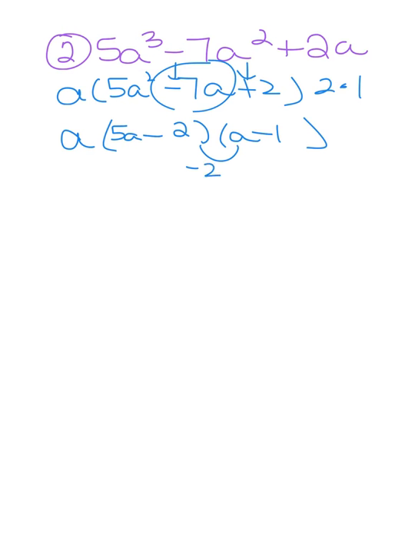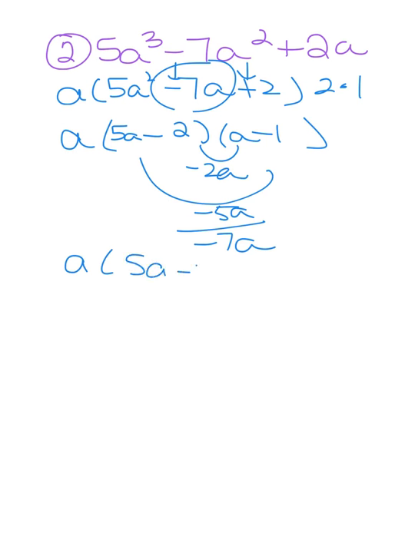I can check with my negative 2a. And then I have negative 5a. When I add them together, I get negative 7a. So now I know I'm okay. So that's why the loops kind of help you. So my final answer here is a times the quantity of 5a minus 2 times the quantity of a minus 1. Now again, I can check it.